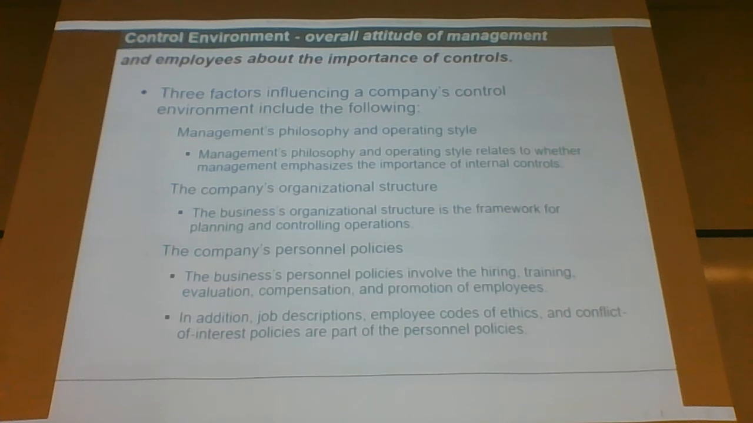The company's organizational structure: do we have one very powerful person at the top, or do we have input from lots of different groups? If we have one person at the top, we're probably going to have a weak control environment. And then personnel policies. All of our policies, from hiring to training, evaluation, compensation, fair promotion, fair compensation, avoiding conflicts of interest, all of these types of things, the more emphasis we place on doing this right, the stronger our control environment would be.